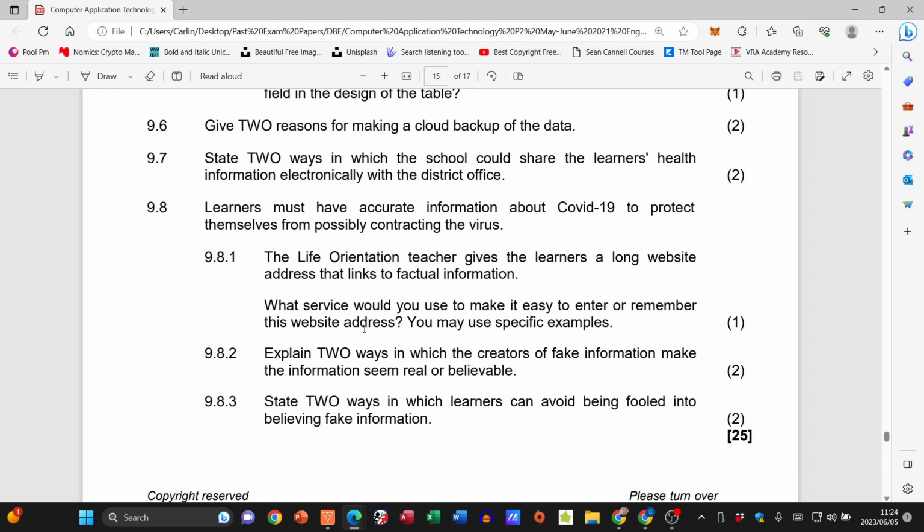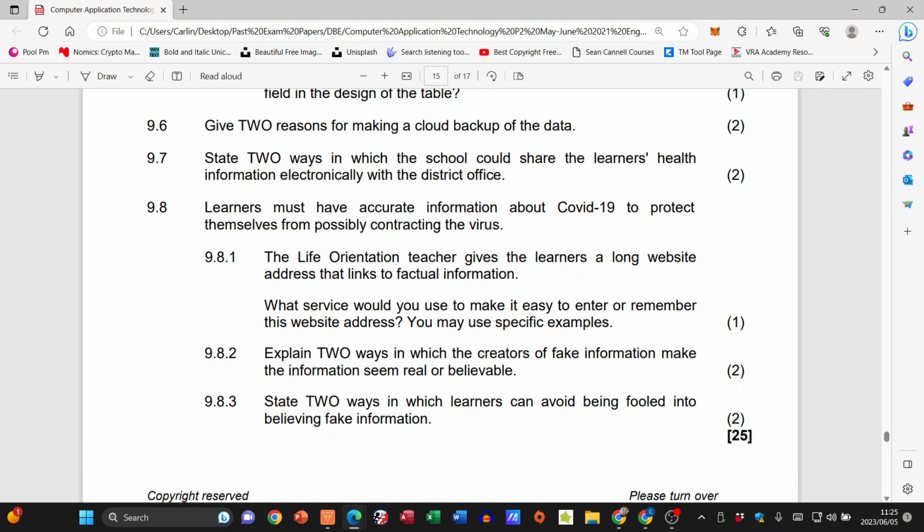Well, what do we want to do? They're telling us long website address, which means they don't want that. And what we have for that is a URL shortener. Okay, remember those URL shorteners? Again, guys, remember I've got videos to all this stuff. And examples would be websites like bit.ly and tinyurl. If you know of any other ones and they are valid, you can use them as examples.